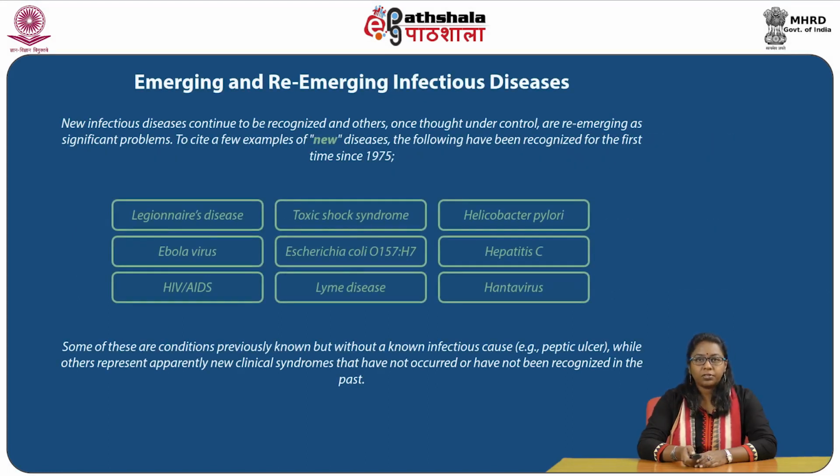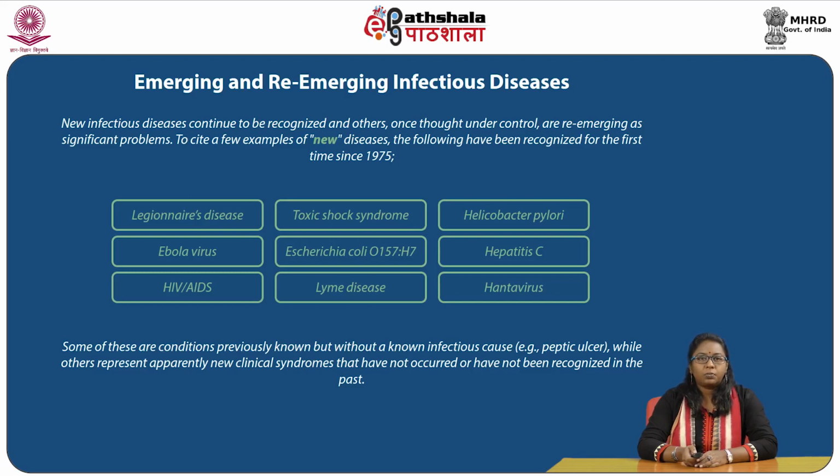Emerging and re-emerging infectious diseases. New infectious diseases continue to be recognized, and others, once thought under control, are re-emerging as significant problems. To cite a few examples of new diseases, the following have been recognized for the first time since 1975: Legionnaires' disease, Ebola virus, HIV or AIDS, acquired immunodeficiency syndrome, toxic shock syndrome, Escherichia coli O157:H7, cause of hemolytic uremic syndrome, Lyme disease, Helicobacter pylori, major cause of peptic ulcer, hepatitis C, and hantavirus.